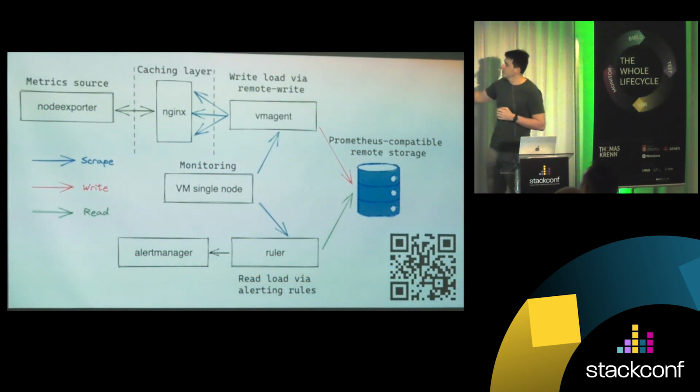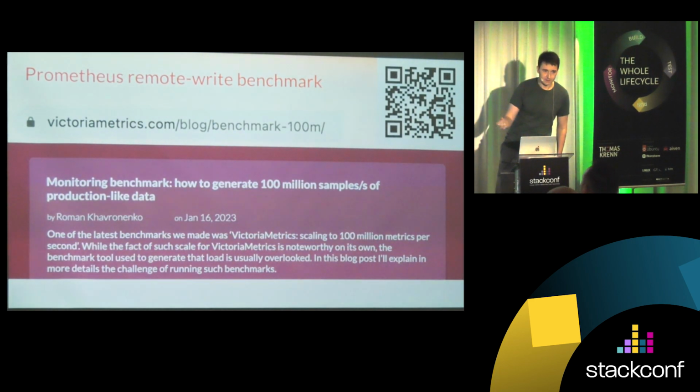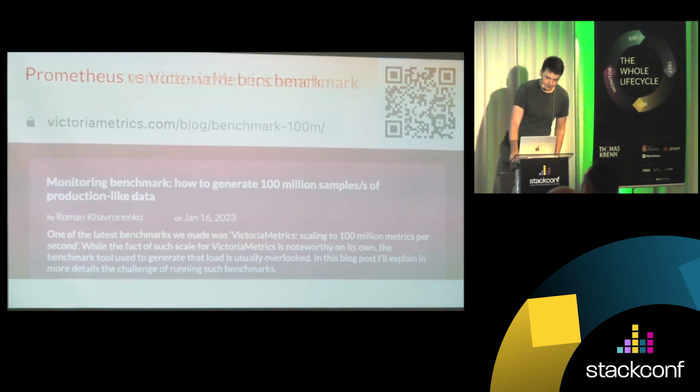Then there is the second aspect, read load. Below we have a ruler, a component which evaluates alerting rules for Node Exporter metrics. It does it periodically, so it generates the read load. So we test two main attributes of the database: ingestion and reads. If you want to learn more about this benchmark, this is how we scaled it to generate 100 million samples per second ingested into VictoriaMetrics, how many resources we spent, and how difficult it was to do. It's available by QR code.